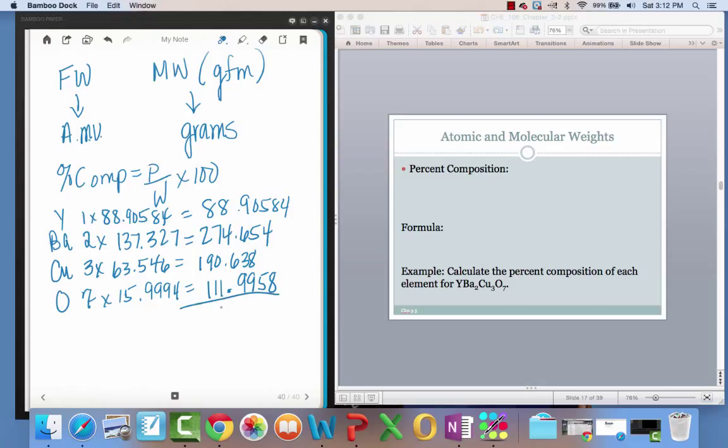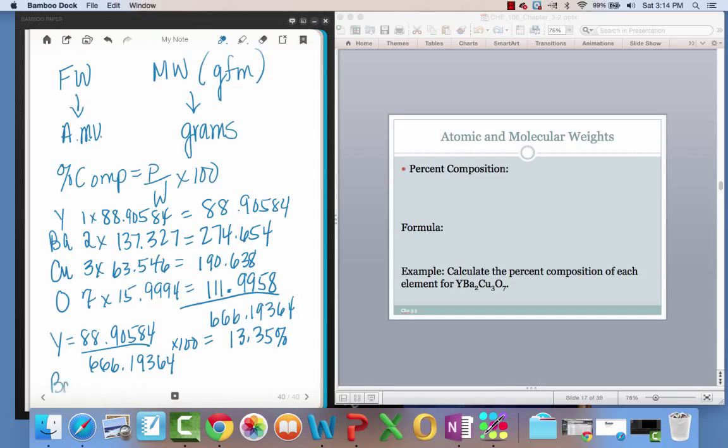So I need the mass of the whole thing. So remember, percent comp is part over whole times 100. So I'm just going to start with Y. So Y is going to equal 88.90584 over 666. And I get 13.35%. So if you want, you can pause the video now, do the rest of this, and then check back in with me.